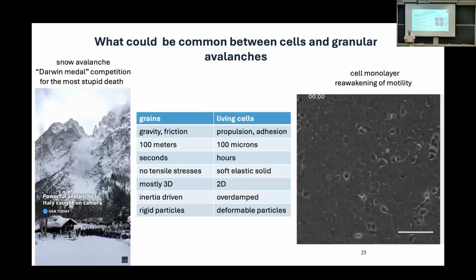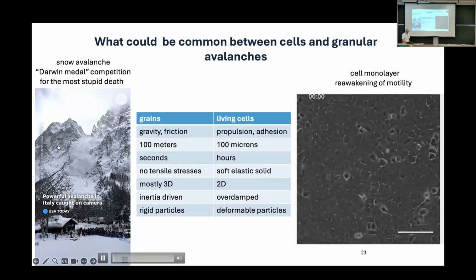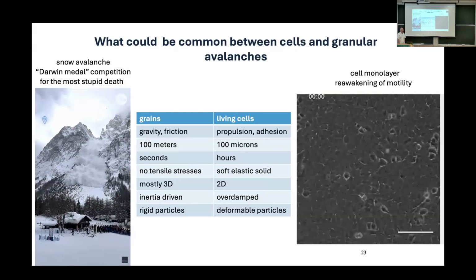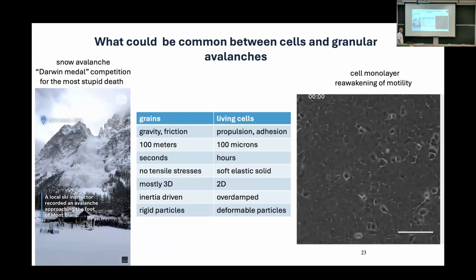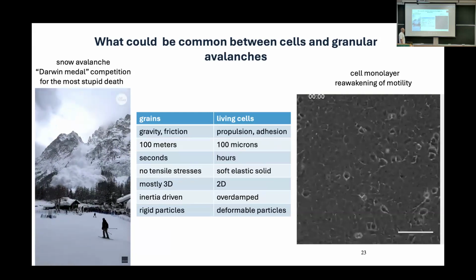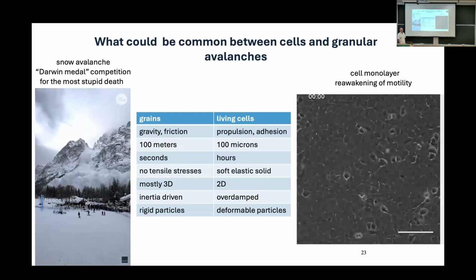So what we did, in fact, is this. We've been inspired by snow avalanches. This is a competition for the Darwin award on the left for the most ridiculous death. You see the avalanche going down and some idiots come up. But unfortunately, nobody was killed. The medal was not awarded.